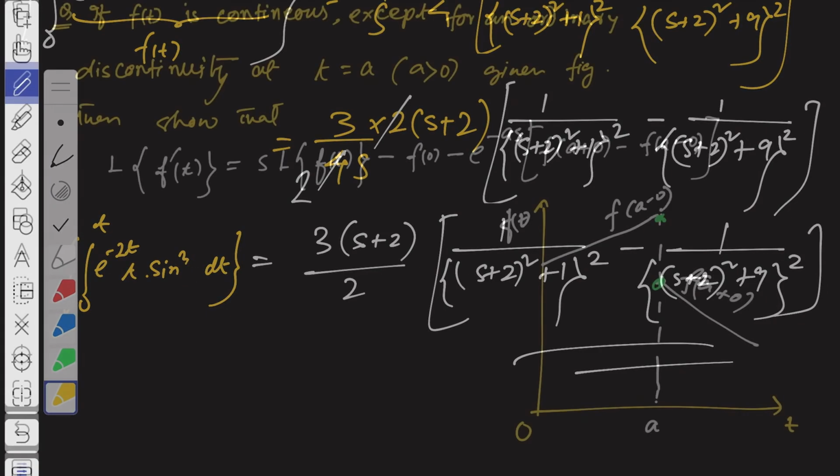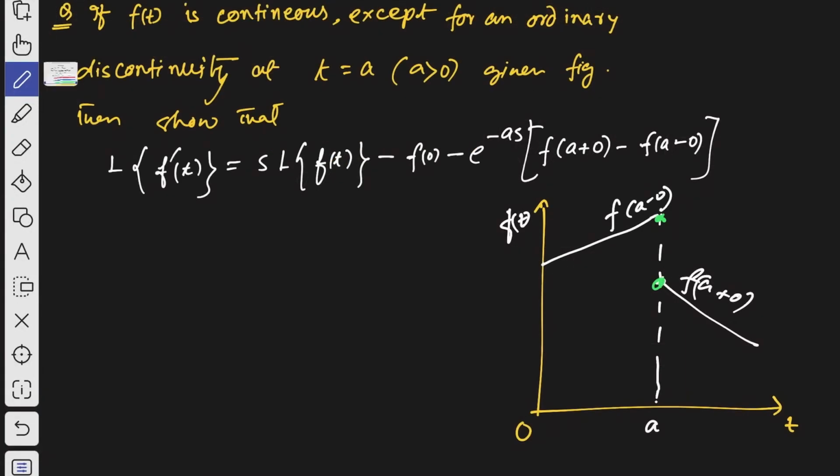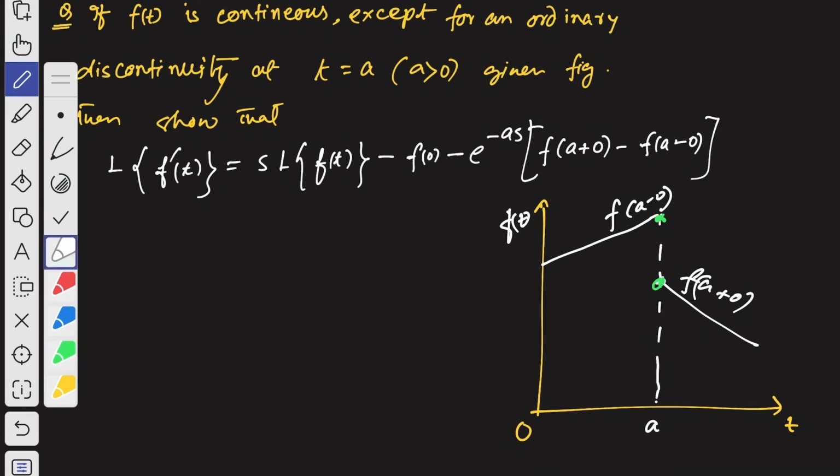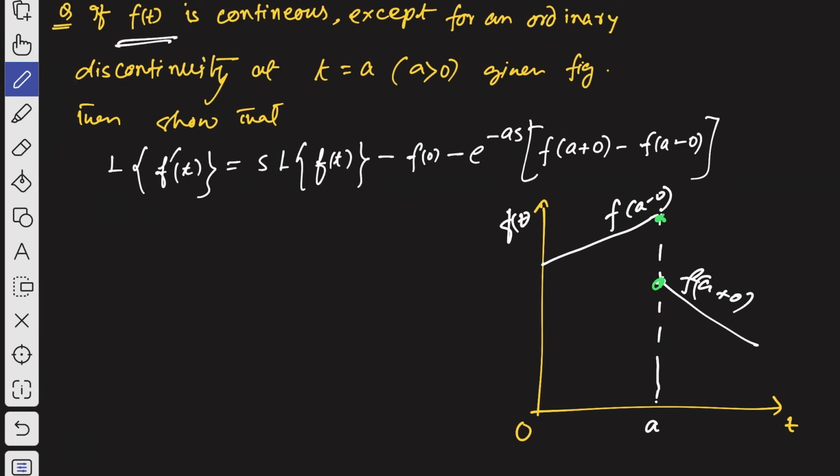Okay, so this is our last question that we are going to solve today. Here this function f of t is continuous except at the point t is equal to a. Only at this point it is discontinuous. You can see clearly from the figure. Then we have to prove this.